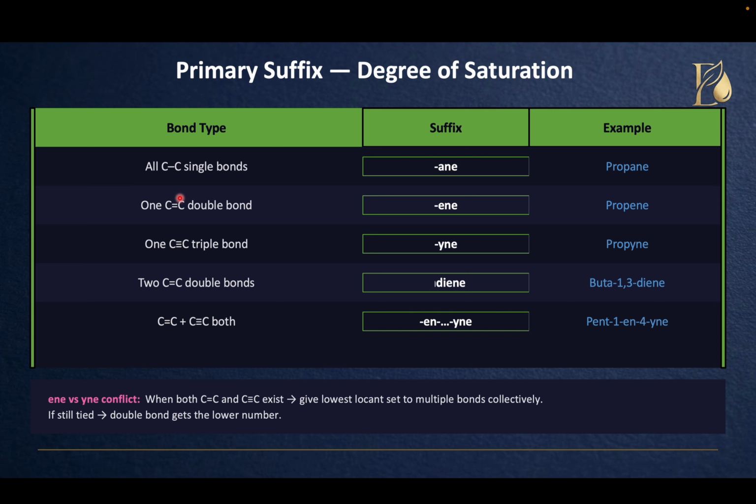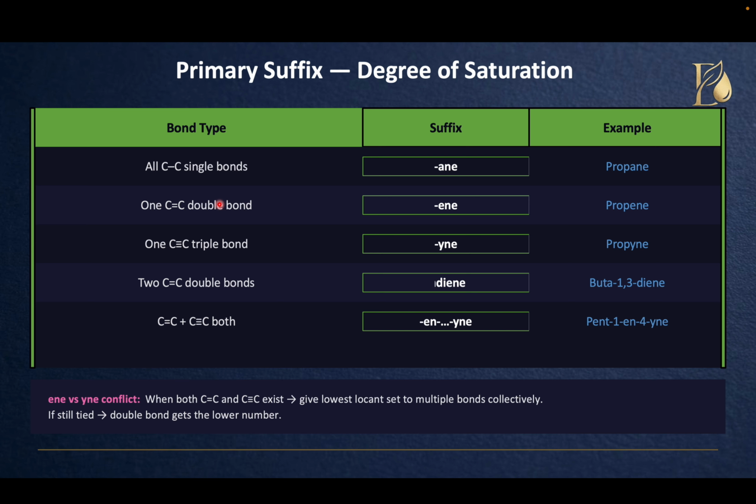So if all the carbon-carbon bonds are single bonds, the name will end with the suffix "ane". For example, take an organic compound which has 3 carbon atoms. If there are 3 carbon atoms, then the word root is prop, right? So if it is prop, then it will end with the suffix "ane". Now the name of the compound is propane.